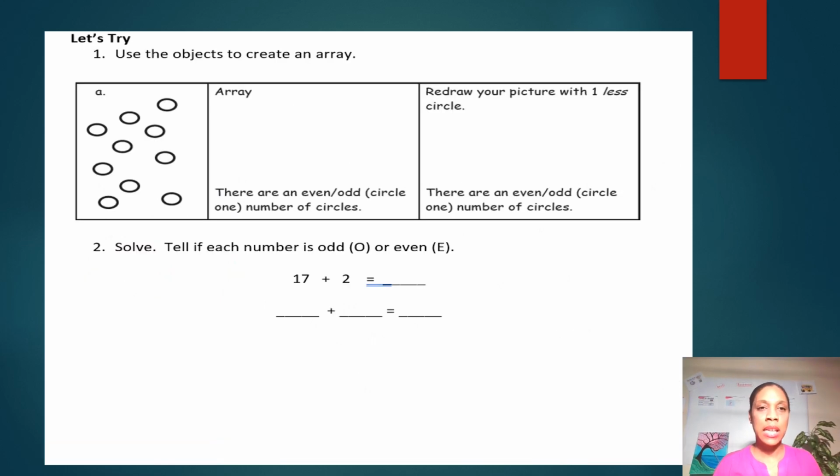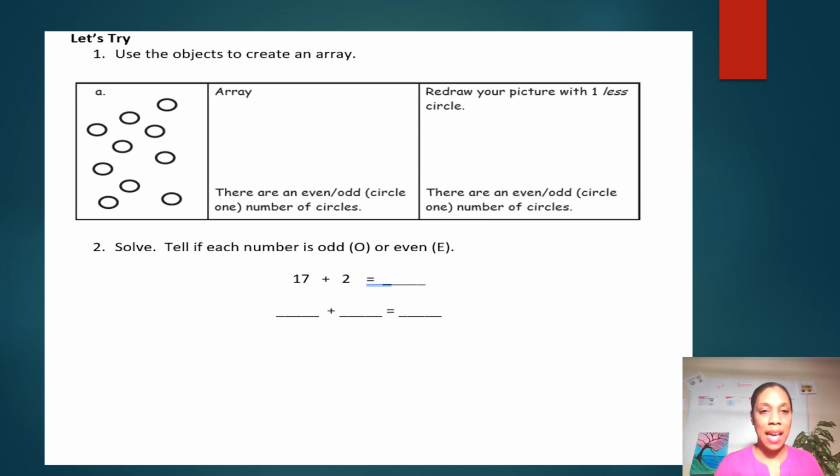All right, let's try this. This is what we're going to work on together. Use the objects to create an array. First I have to find out how many objects I have. Here I have some counters. So I'm going to count them. 1, 2, 3, 4, 5, 6, 7, 8, 9, 10. I have 10 counters here.